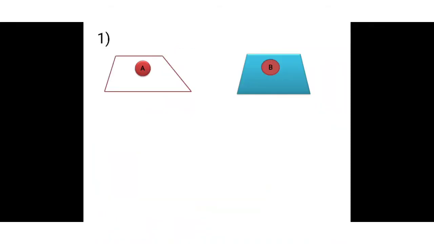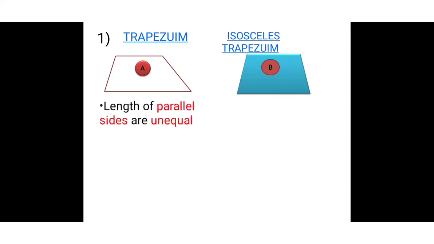Kinds of quadrilateral. Look at the first one here. We have trapezium, which has four sides, so it is a quadrilateral. And the other type is isosceles trapezium. Let us look at trapezium now. Length of parallel sides are unequal. So you look at these parallel sides, the lengths are unequal.